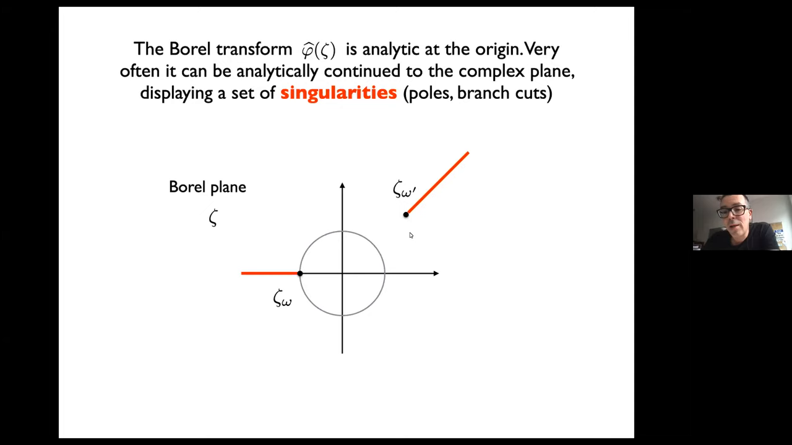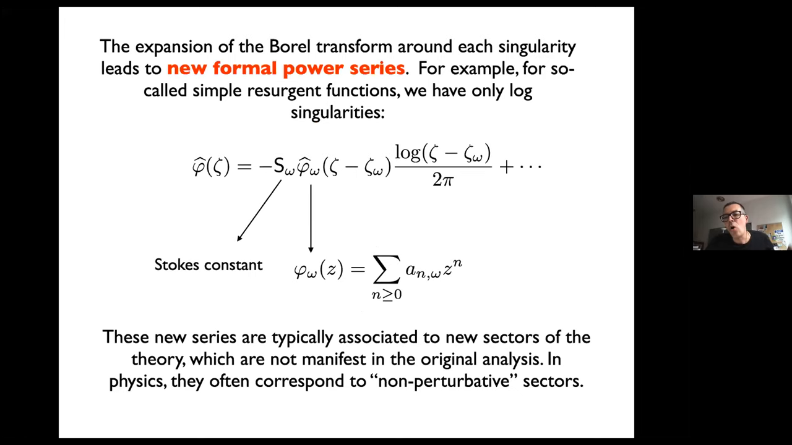And it turns out that these singularities in the Borel plane are going to tell you about the additional sectors, the additional non-perturbative sectors, actually, that this theory might have. So the way you do this mathematically is, again, very simple. Let's take this Borel transform, let's look at these singularities, and let's do a local expansion of this analytically continued function around these singularities. Now, when you do that, what you will find is that you actually obtain new formal power series. So let me explain how this happens, because it's actually quite simple.